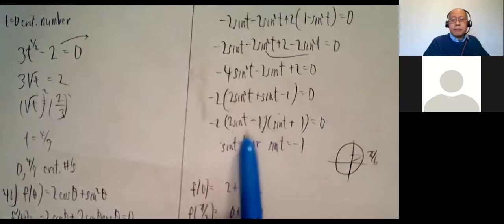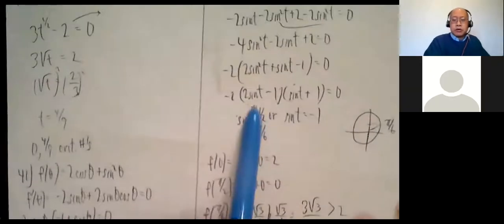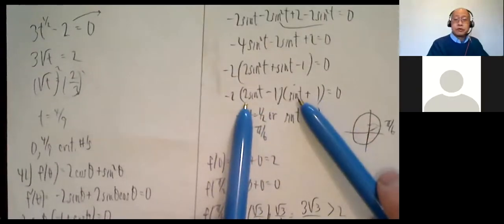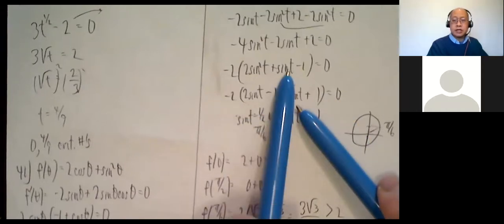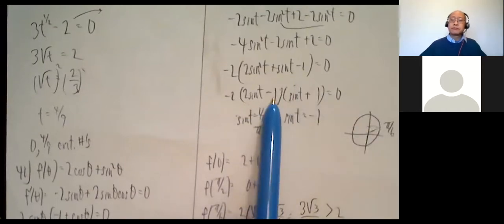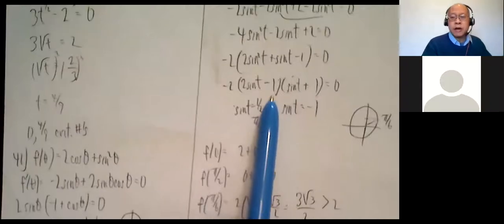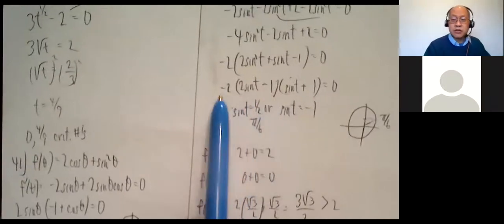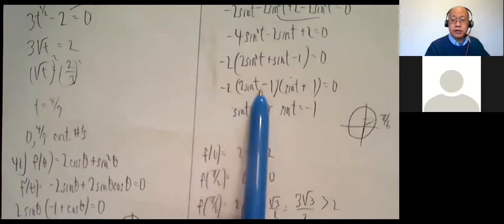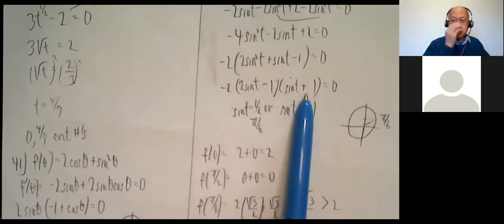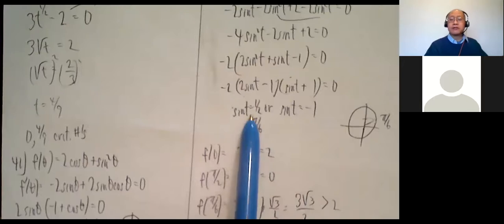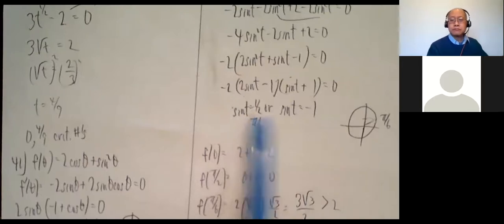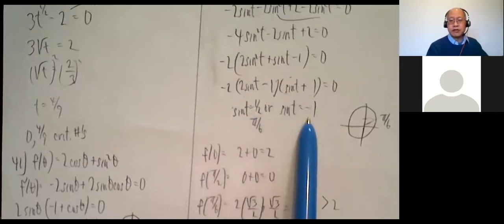Okay, and if you double check, a minus and a plus should work, you can FOIL it back out. 2 sine squared of t plus 2 sine of t minus 1 sine of t is sine of t and minus 1. Okay, so by the zero factor property, either this is 0, impossible, negative 2 can't equal 0, or this is 0, or this is 0. So what number makes this 0? Sine of t is a half. How about this? Sine of t is negative 1.